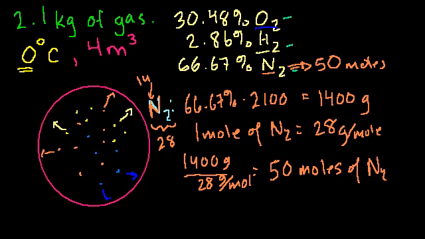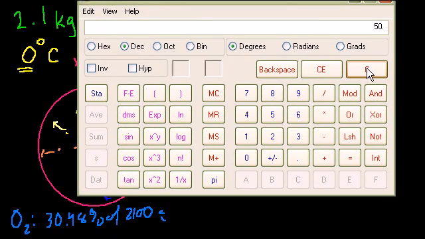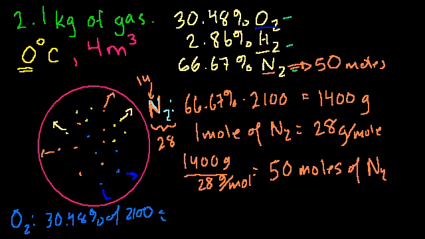So we do the same process over again. 30% is oxygen. So let's do oxygen down here, O2. And remember, these percentages I gave you are the percentages of the total mass, not the percentage of the moles. So we have to figure out what the moles are. 30.48% of 2,100 grams is equal to, let's see, 0.3048 times 2,100 grams, that's about 640. Let's round off. So this is equal to 640 grams.